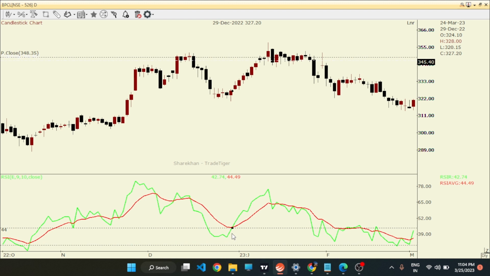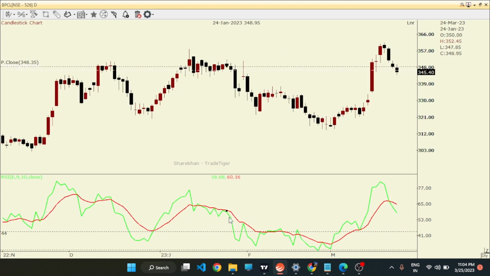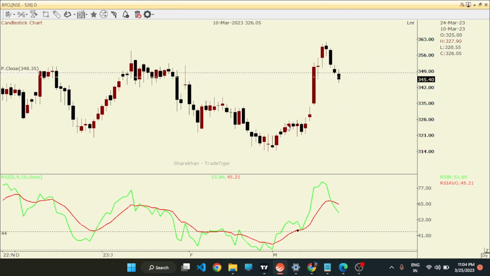Then this crossover, RSI value was 42 and 44. We are not going to trade here. Here also 44, 43, no trade. This one trapped, clear SL. Here a good trade. This is the recent one, 3rd March, 2nd March.